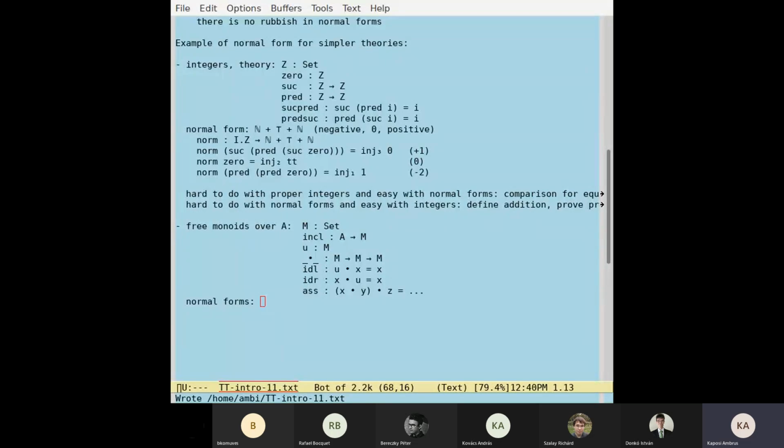And then the normal forms for this. Can someone who didn't know this before guess what normal forms are? Or someone for whom this is not completely trivial, what are normal forms in this theory?